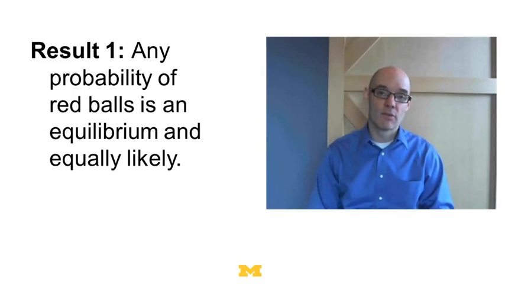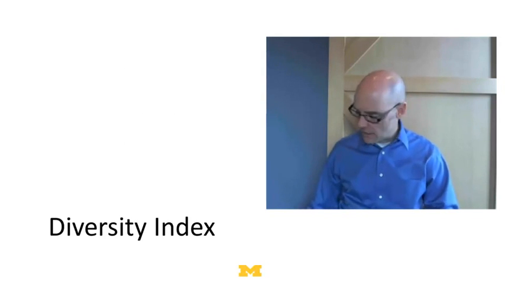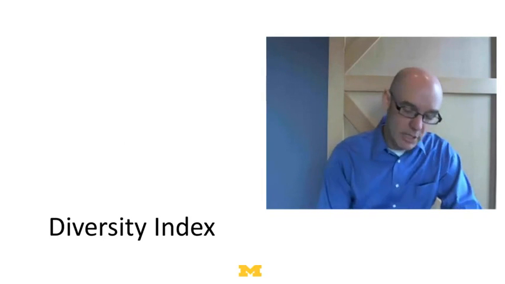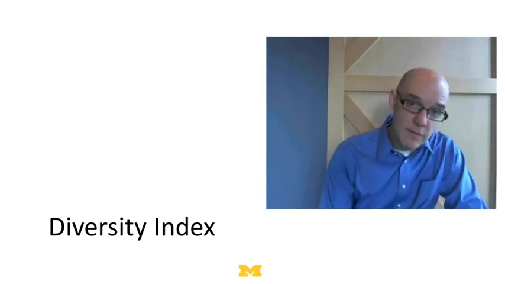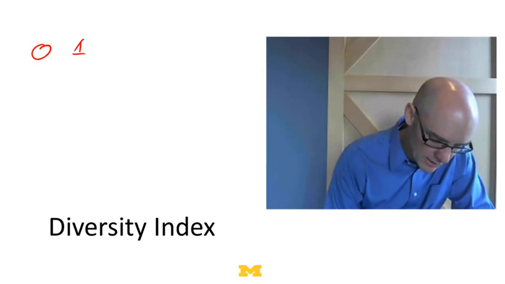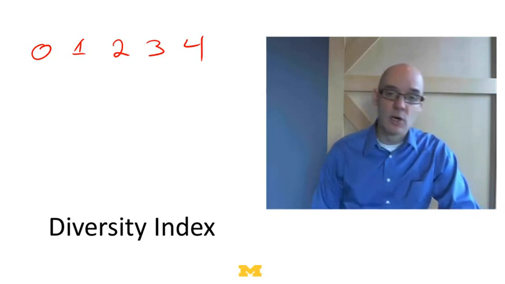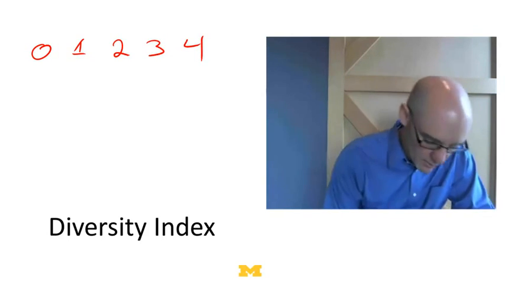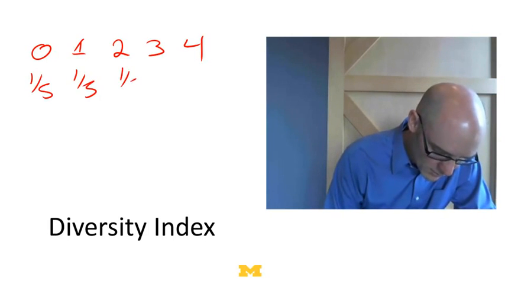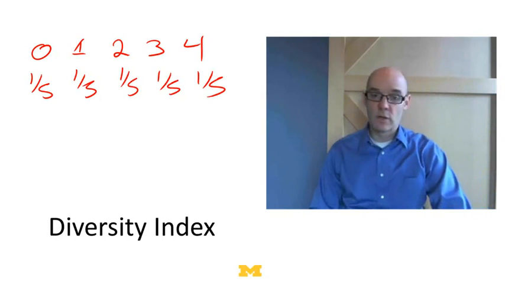So let's suppose that I draw 4 balls from the urn. If I draw 4 balls, there are 5 things that could happen. I could get 0 red balls, 1 red ball, 2 red balls, 3 red balls, or 4 red balls. Since we know from that previous claim they're all equally likely, the probability of each one of those is 1/5.